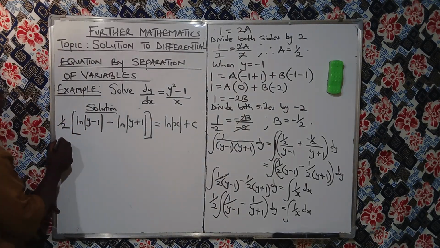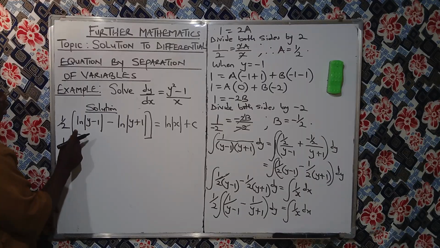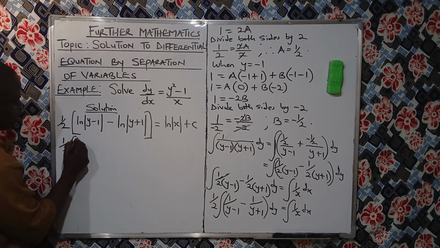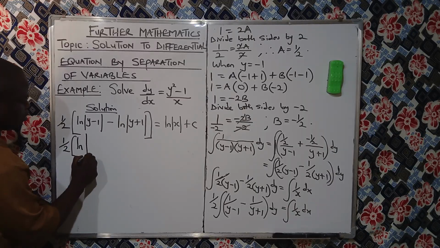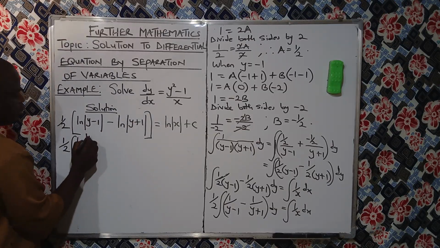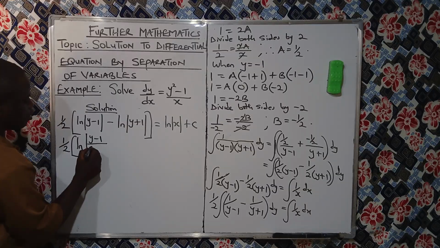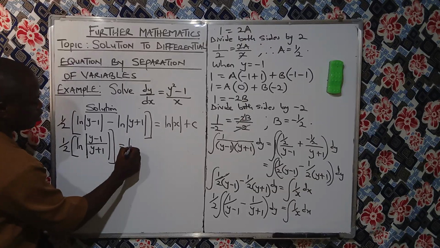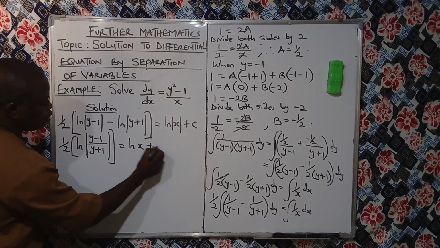And you now have 1 over 2, open bracket. When you are taking one ln, you change this negative to division. That's the indices. This ln will cover both y minus 1 and y plus 1 because it's representing both y minus 1 over y plus 1 equals ln x plus c.